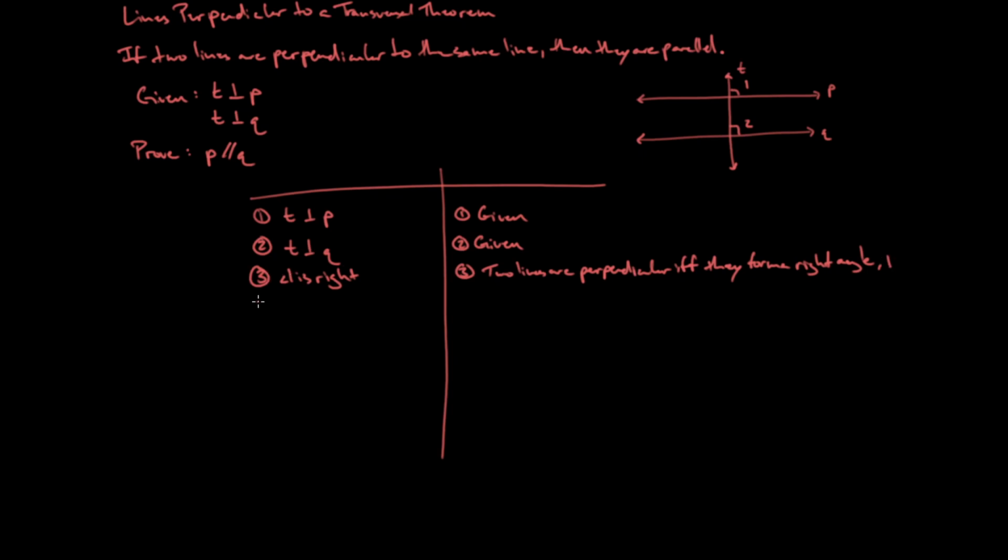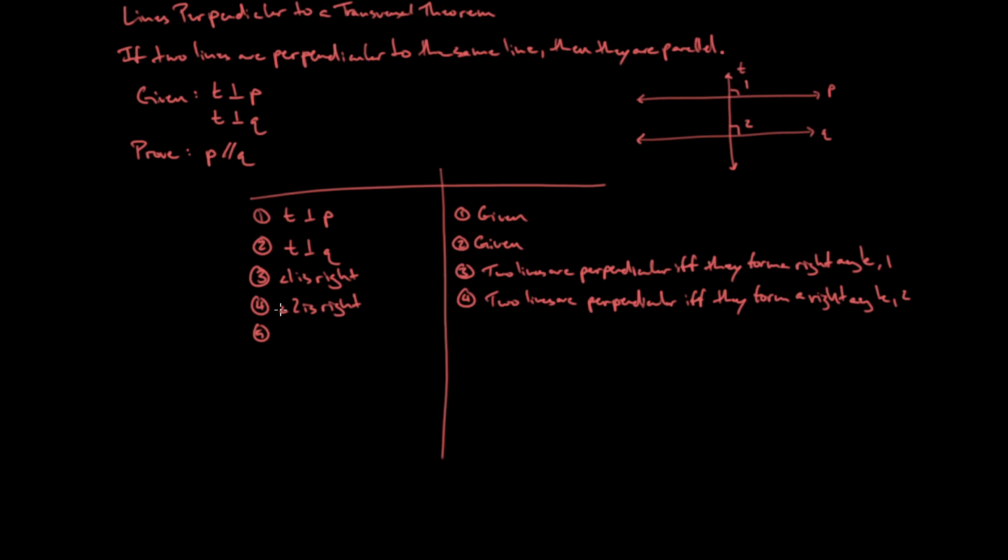And I'm going to do the exact same thing for angle 2. Angle 2 is right. Two lines are perpendicular if and only if they form a right angle. You'd think I'd be able to use some type of cut and paste or something. If only I knew how. That comes from 2.